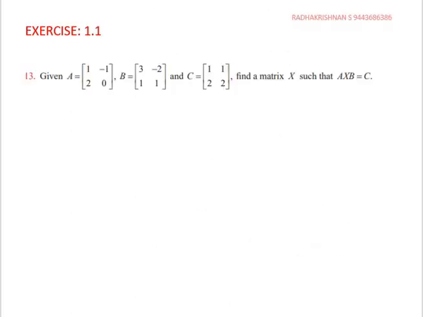Okay. Now see the next sum. Almost the same as the previous problem. 12th sum மாதிரியே தான் இது ஒரு sum. ஆனா இங்க வந்து மேட்ரிக்ஸ்க்கு வந்து 3 மேட்ரிக்ஸ் கொடுத்திருக்காங்க. A ஒரு மேட்ரிக்ஸ், B ஒரு மேட்ரிக்ஸ், C. And find matrix X. Find matrix X such that AX equal to B.